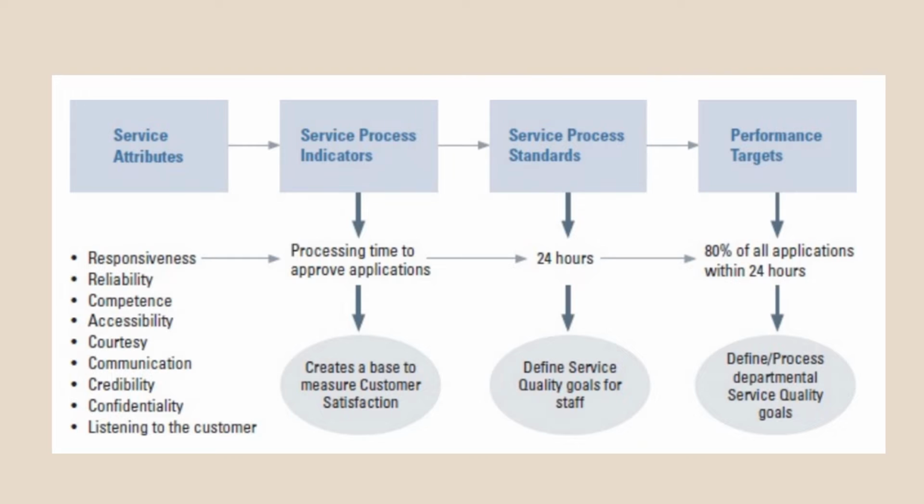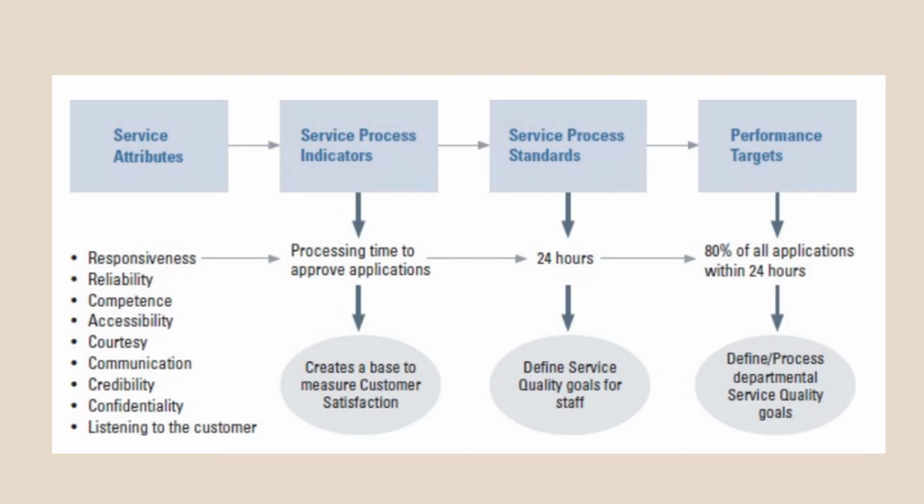This is often achieved through using service process indicators that try to capture the essence of, or at least approximate, these important attributes. For example, in a retail banking context, the attribute responsiveness can be operationalized as processing time to approve a loan application. Service standards are then ideally based on customer expectations and policy decisions, which in turn are based on how these expectations can be met cost effectively.